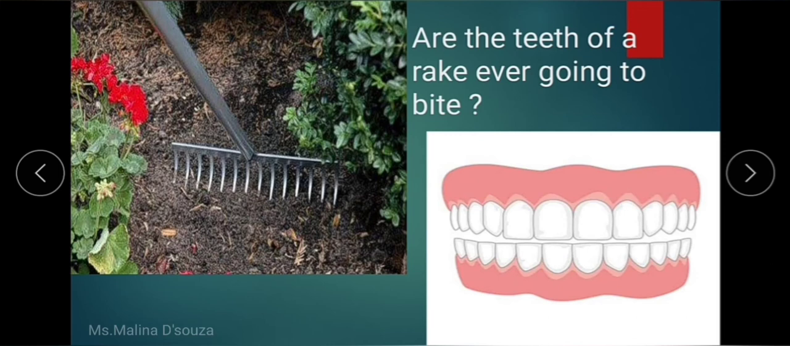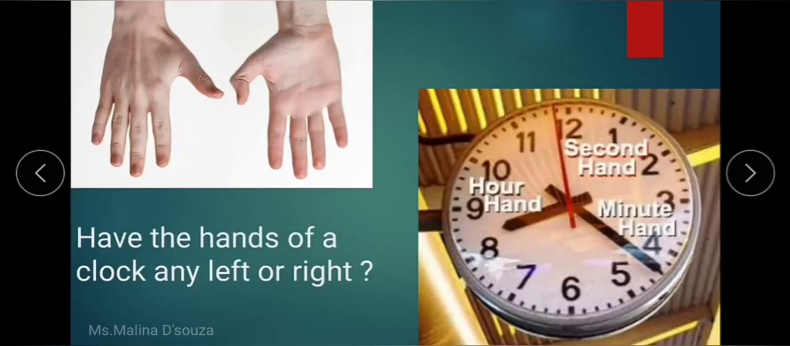So here the word teeth has two meanings. One is the rake's teeth, the other are the human teeth. Okay? So teeth is the homograph. Now the next line. Have the hands of a clock any left or right? Now look here in this image. We have the hands of a clock. What is the other hand here in the image? Human hands. If we talk about human hands, we talk about a right hand, left hand. But if we talk about the hands of a clock, we don't say right and left. So the word hands over here is a homograph.